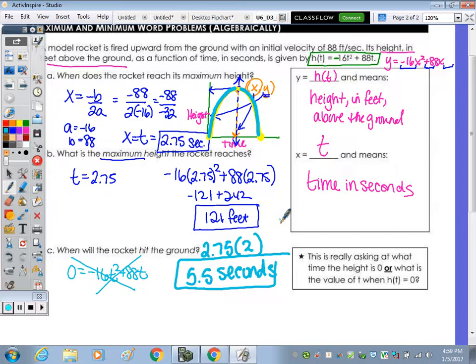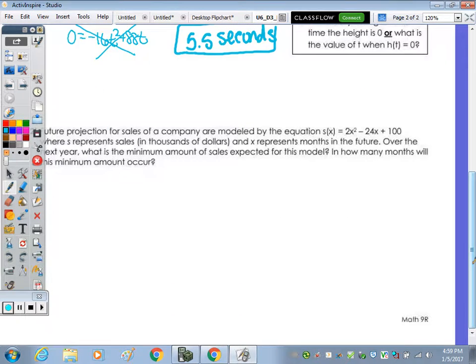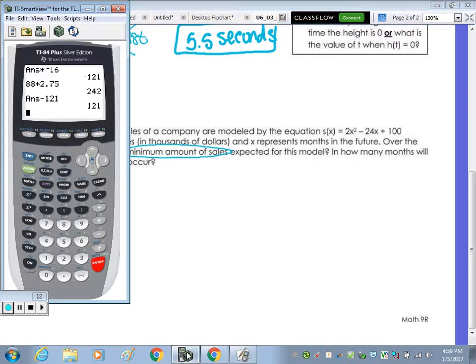Number 2, and then I'll actually show you some things on the calculator with number 2. Future projection for sales of a company are modeled by the equation 2x squared minus 24x plus 100. Where S represents sales in thousands of dollars and X represents months in the future. Over the next year, what is the minimum amount of sales expected for this model?